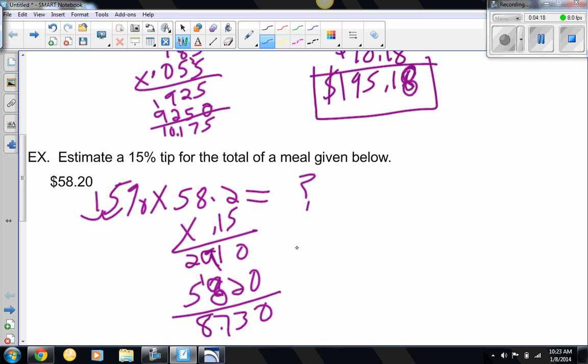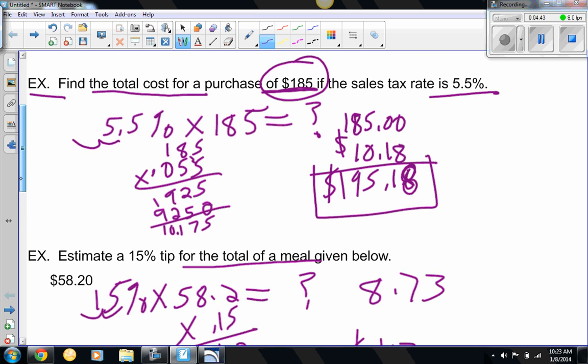So I have 3 decimals, so $8.73 is my tip, but it says the total. Oh, estimate a 15% tip, so that's all I need to do then. But if I want to estimate, I'd probably just do 870, right, in estimation. So again, we used the same formula we did yesterday.